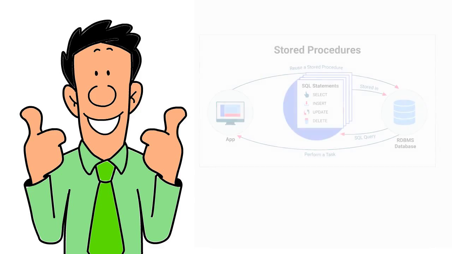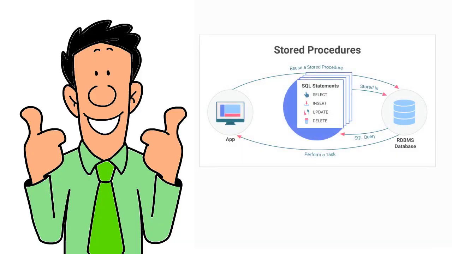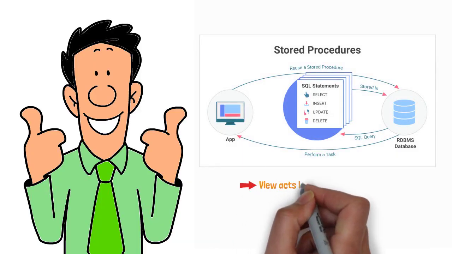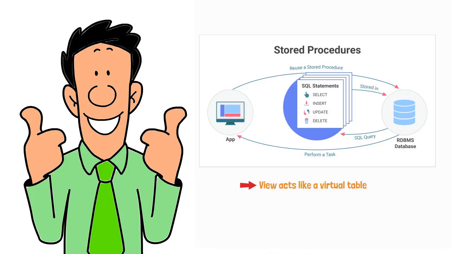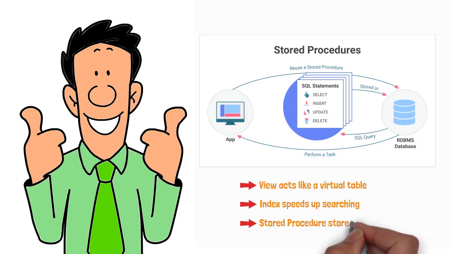To enhance performance, databases support views, indexes, and stored procedures. A view acts like a virtual table. An index speeds up searching, and a stored procedure stores reusable SQL code for automation.